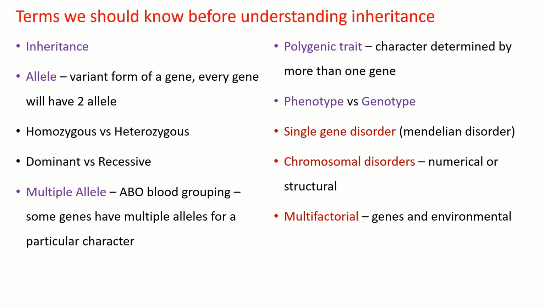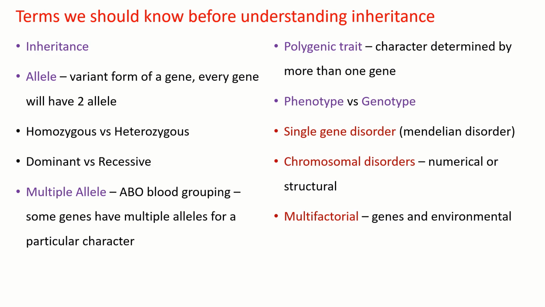Next one is the allele. An allele is a variant form of a gene. Every gene will have two alleles. Then what is homozygous and heterozygous? An individual is called homozygous for the gene if he has two identical copies of the same allele for that gene. If an individual has non-identical copies of the allele, the individual is called heterozygous for that gene.